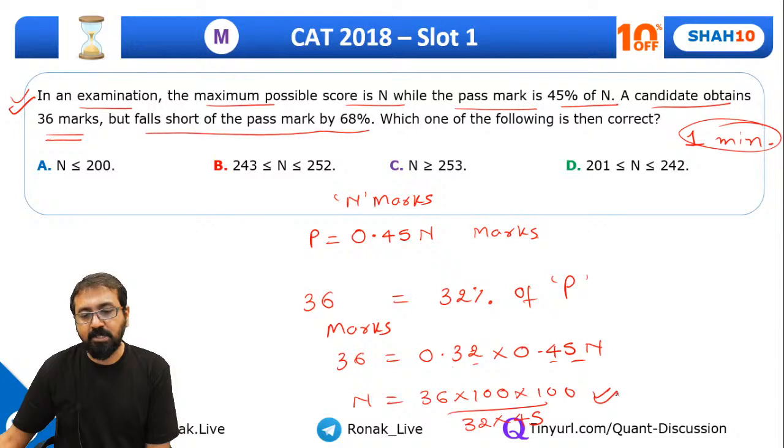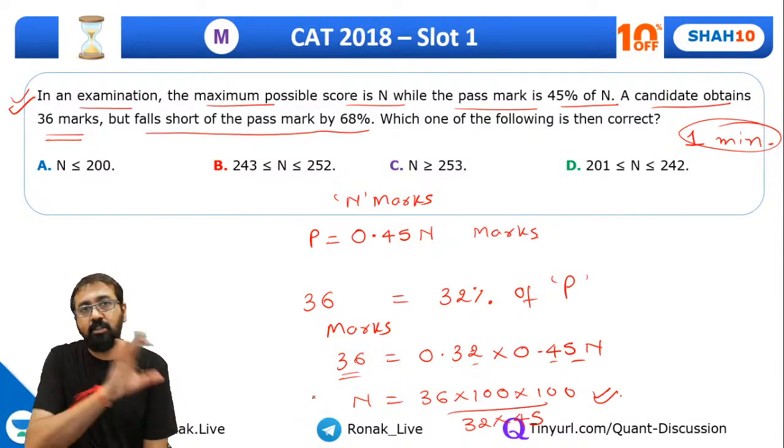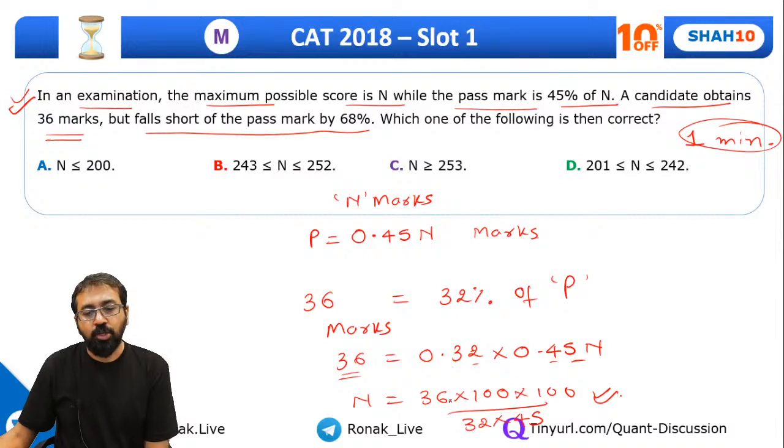क्या सबको ये स्टेप समझ में आ गया? क्या किया मैंने? See, 0.32 is 32 by 100, 0.45 is 45 by 100. Both these 100s will multiply with this 36 when we take them to the other side, right? So it will be 36 into 100 into 100 upon 32 into 45. Now you can solve this question. Yeah, okay. So now you can easily solve.